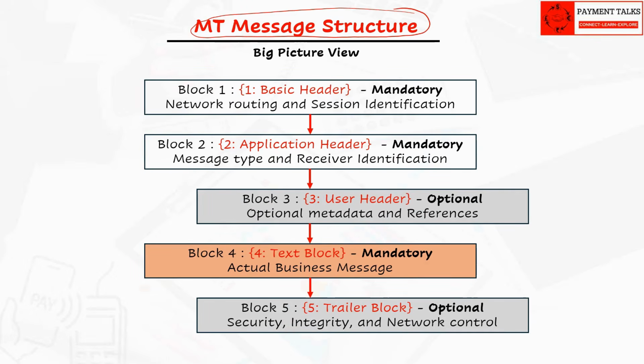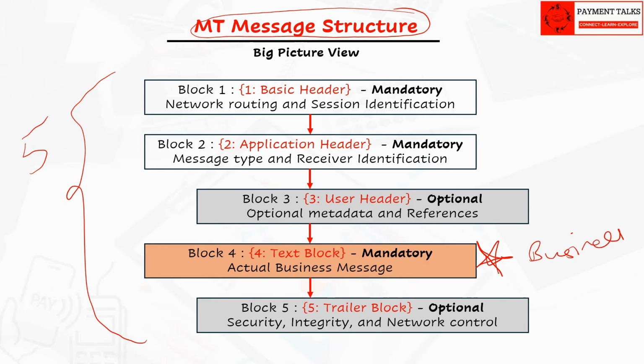Here is a big picture view of the MT message. These are called the 5 building blocks of MT messages. Only block 4 contains business or payment data. The rest exist for routing, control and security. Simply put, block 4 is equal to business logic. Everything else, delivery infrastructure.